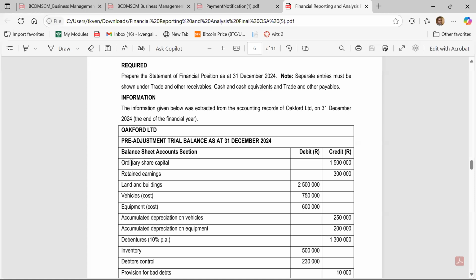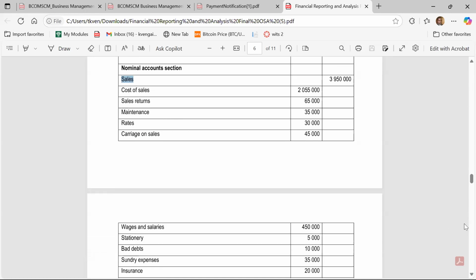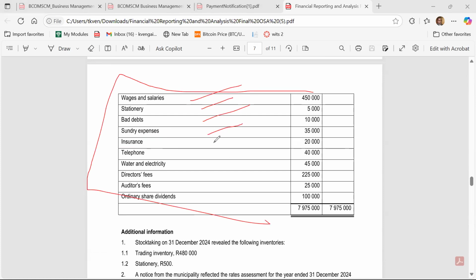When you see this word, ordinary share capital, you know what it means. When you see this word, sales, you know what it means, so that you don't get confused why I'm talking about this. So you already know, okay, James, you told me that rates are expenses, carriage on sales are expenses, bad debts are expenses. Just looking at this, you can already tell that this is an expense, this is an expense, this is an expense.